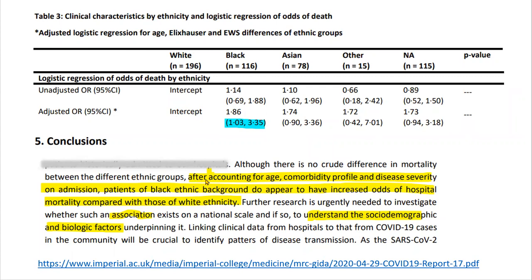So I'll highlight in yellow here. After controlling for certain things, you can see the people in this Black ethnic group do appear to have increased odds, right? Highlighted in blue.